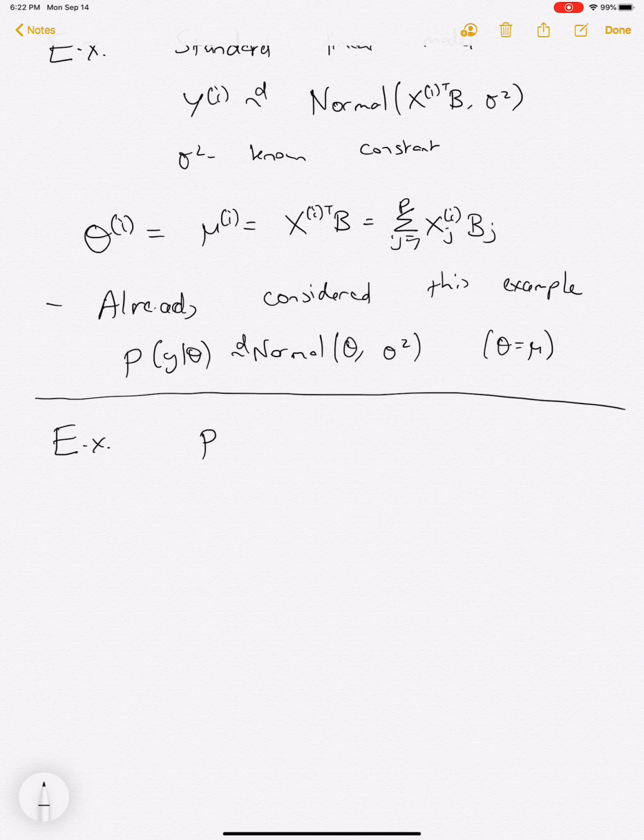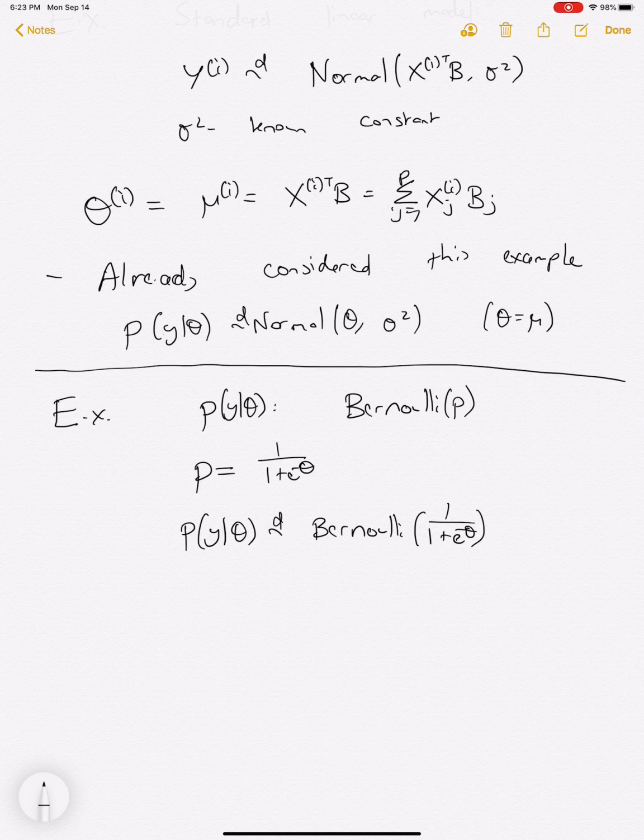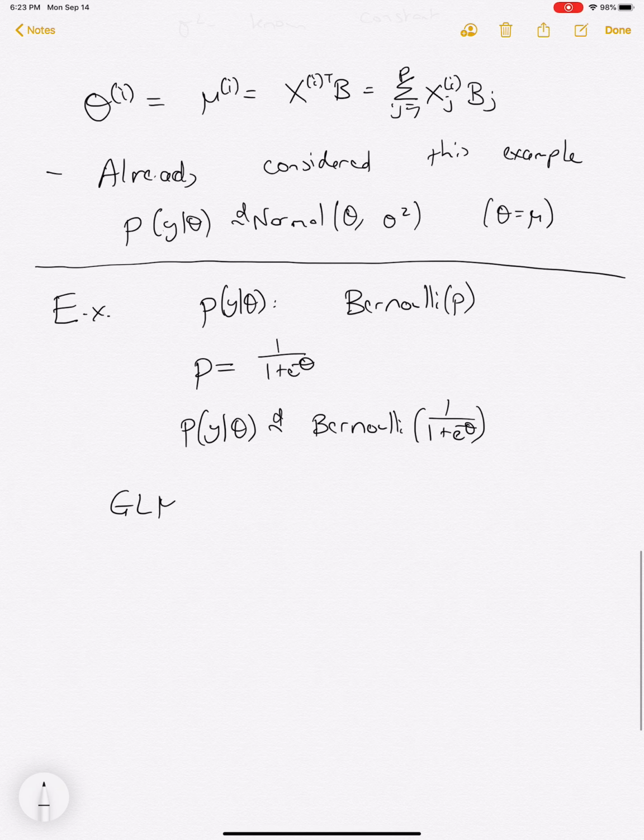You can imagine plugging in the Bernoulli. So the Bernoulli P distribution, and remember that we want to use the natural parameter form of this. We know that we have this relationship that P equals 1 over 1 plus e to the negative theta. So in natural parameter form, for the GLM, what this means is that y is going to be Bernoulli distributed with the probability being 1 over 1 plus e to the negative xi transpose b.